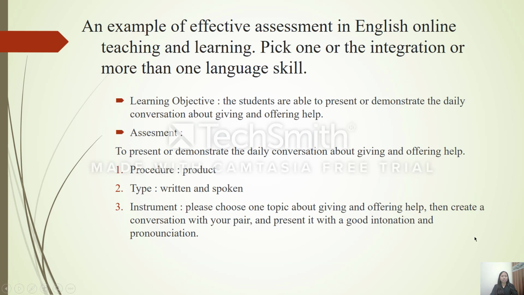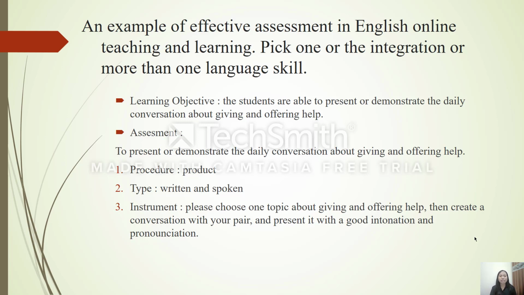The next question is an example of effective assessment in English online teaching and learning. Pick one or the integration or more than one language skill. So this is the example of effective assessment in English online teaching and learning. In this example, I put the learning objective. The learning objective is the students are able to present or demonstrate the daily conversation about giving and offering help. Actually, this example is using topic giving and offering help.